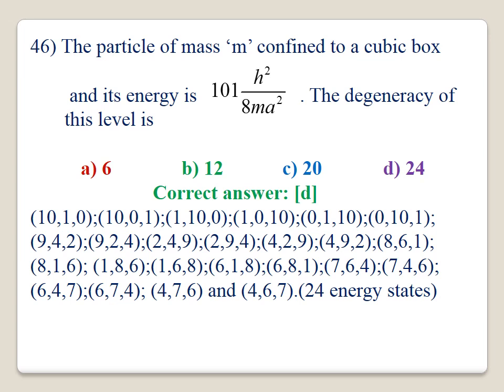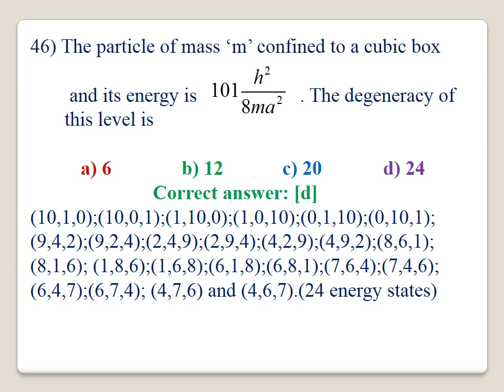A particle of mass m confined to a cubic box, its energy is 101 h square by 8 ma square. The degeneracy of this level is, the degeneracy is d equal to 24. The correct answer is D.